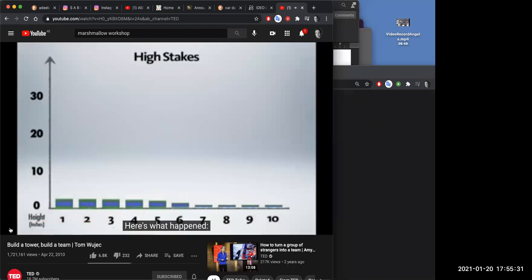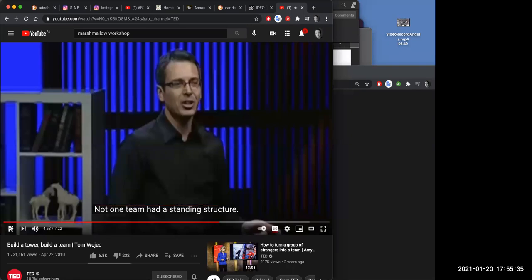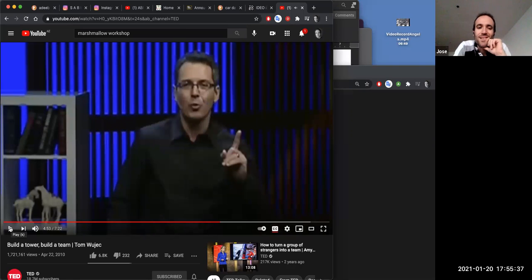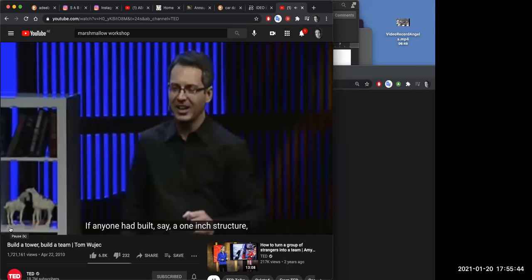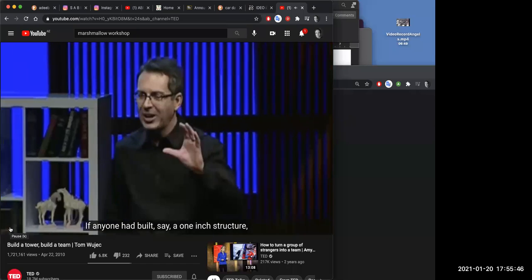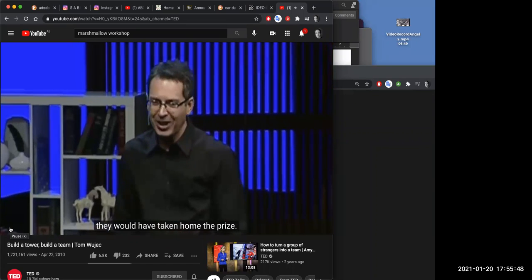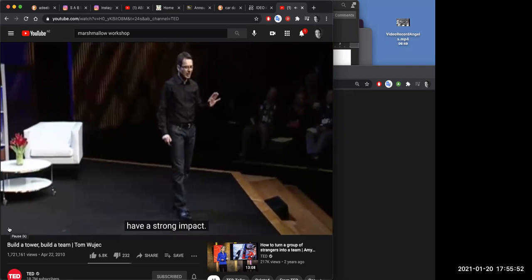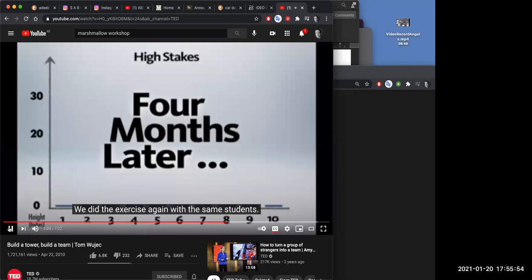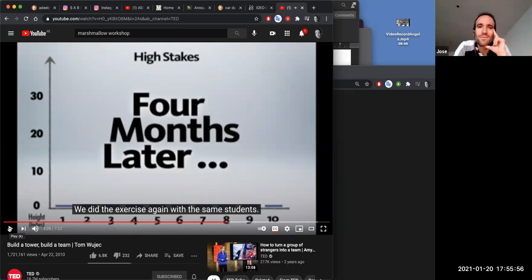Here's what happened. Not one team had a standing structure. So what happened? They were thinking about the money and the prize, and if anyone had built, say, a 1-inch structure, they would have taken home the prize. So isn't it interesting that high stakes have a strong impact? We did the exercise again with the same teams. No knowledge and stress, so it's worse, yeah?